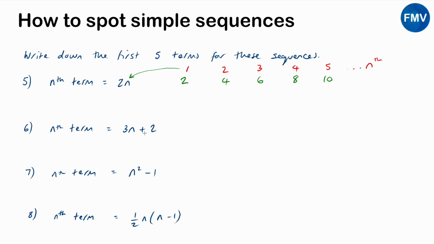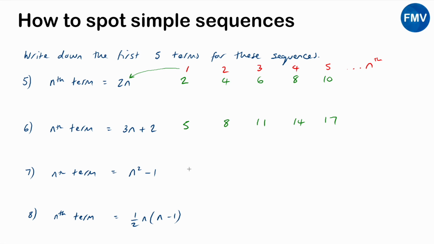We can do the same thing here. 3 times 1 is 3, add 2 is 5. 3 times 2 is 6, add 2 is 8. 3 3s are 9, add 2 is 11. 3 4s are 12, add 2 is 14. And 3 5s are 15, add 2 is 17. They're the first 5 terms in our sequence. All we're doing every time is replacing n with the position number 1, 2, 3, 4, 5 because we've been asked to find the first 5 terms. Nothing changes, we do the same thing, we put 1, 2, 3, 4, 5 in here.